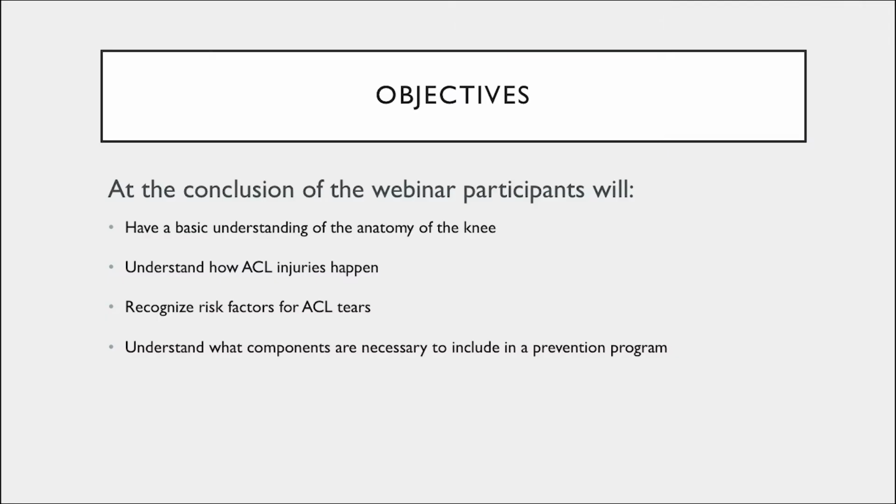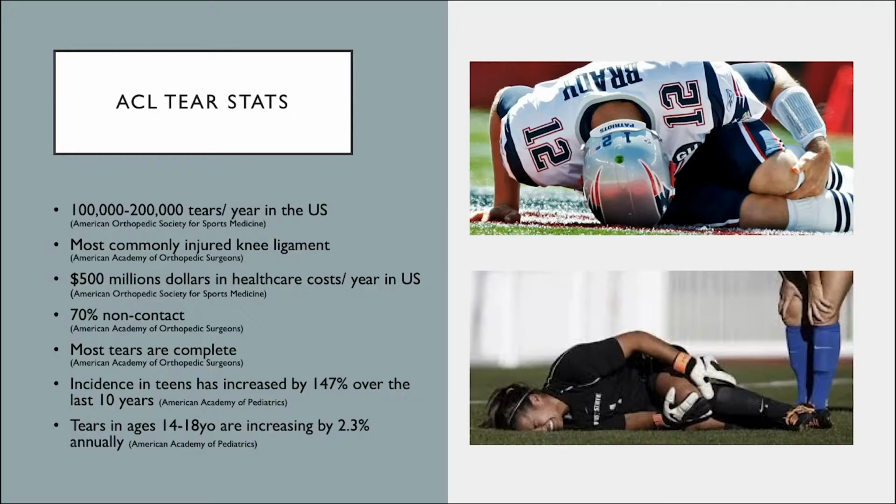So getting right into it, our objectives for today's webinar are that at the conclusion of this webinar, you will be able to have a basic understanding of the anatomy of the knee, understand how exactly ACL injuries happen, recognize risk factors for ACL tears, and understand what components are necessary to include in creating a prevention program.